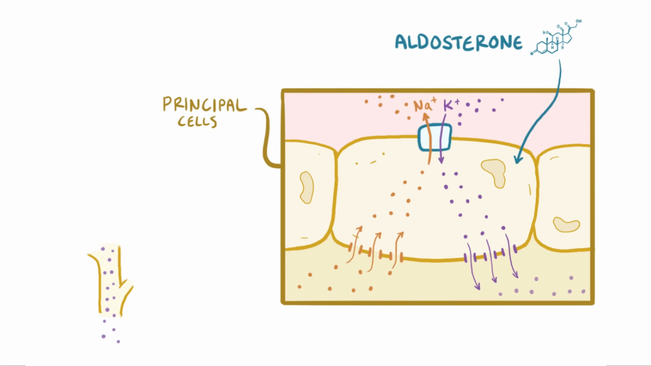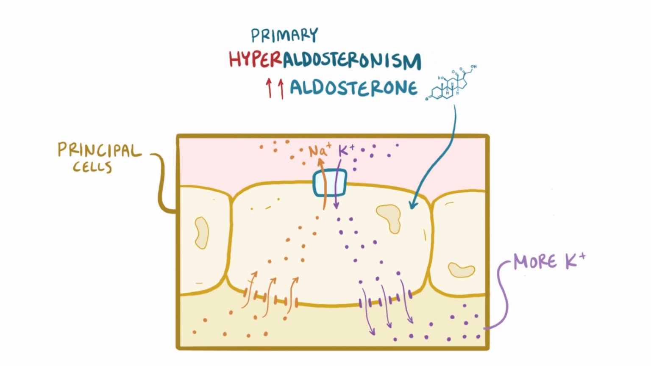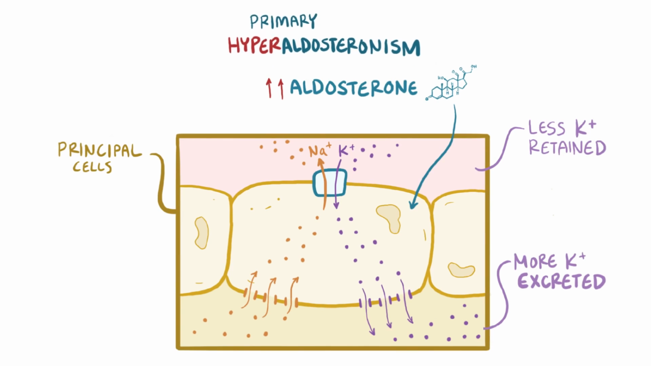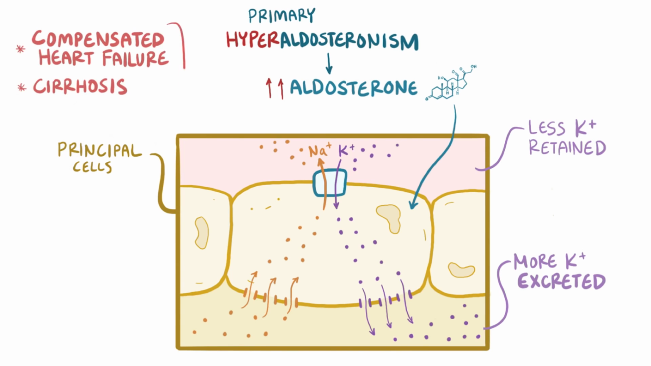Having said all that, in situations where somebody produces too much aldosterone, like primary hyperaldosteronism, then there's more potassium secretion by the principal cells, meaning more gets excreted. And that means less potassium is retained, causing hypokalemia. Other pathological conditions that cause increased aldosterone levels include compensated heart failure and cirrhosis.